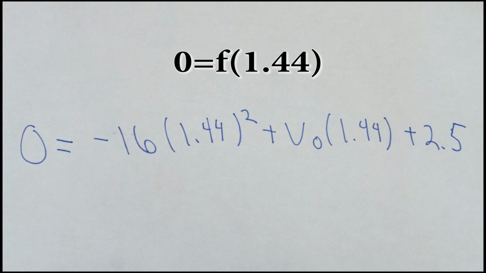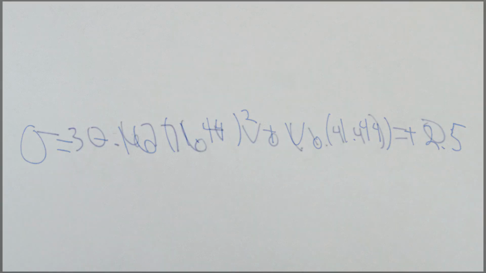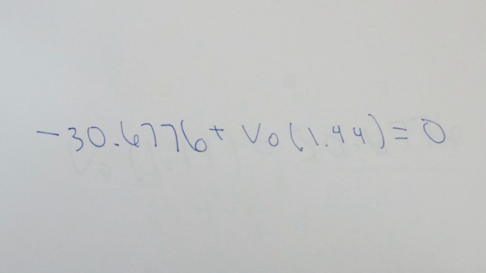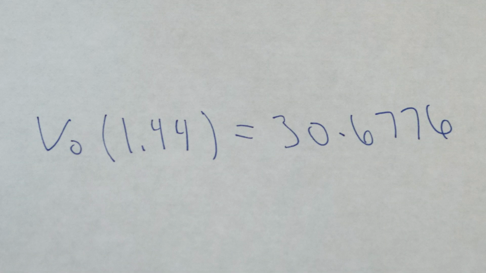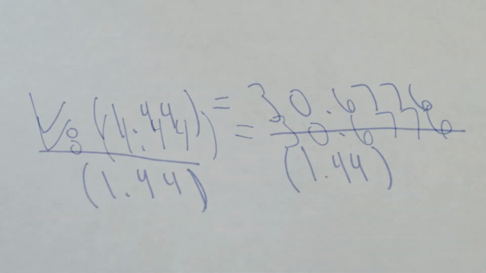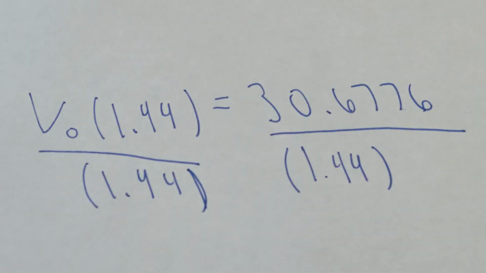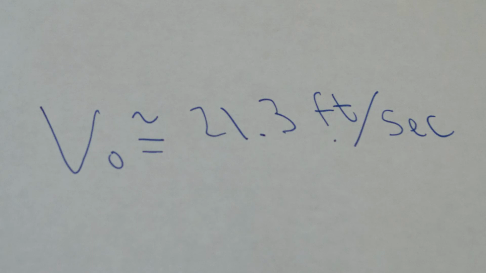And now we can use algebra to solve for the initial velocity. So first we're going to combine all of our constants with addition. And then we're going to move our negative 30.6776 over, make it positive. Finally, divide by 1.44 to arrive at our initial velocity. So we have an approximate initial velocity of 21.3 feet per second.